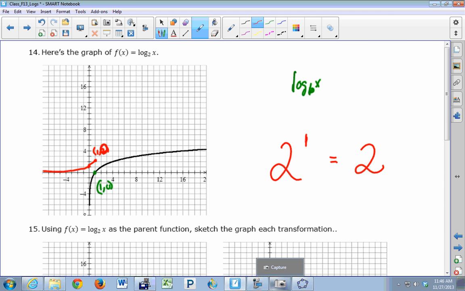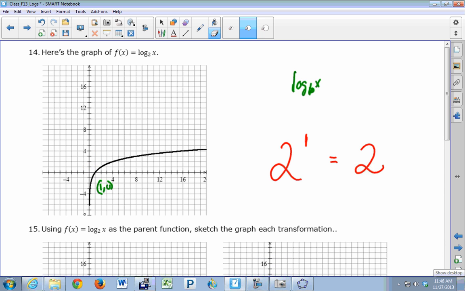So how's it going to be reversed? 1 now is not going to be your input. It's going to be your output on your log. So you now want to look at where your log function hits the horizontal line of y equals 1. So you just come right across like this.